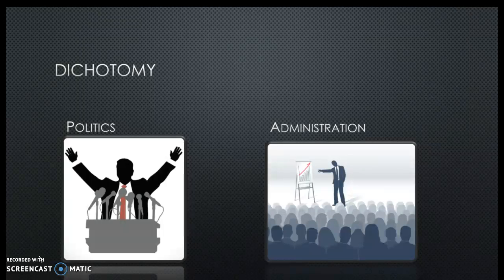The first topic was Wilson's dichotomy, which explains the difference between politics and administration. Wilson felt it was pretty important to separate the two, and that created the study of public administration. And that separated it from politics, which was big for the time.